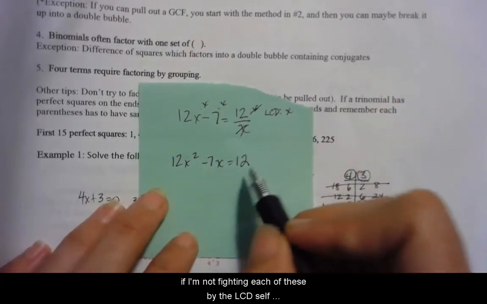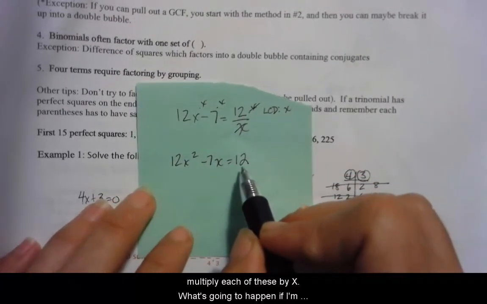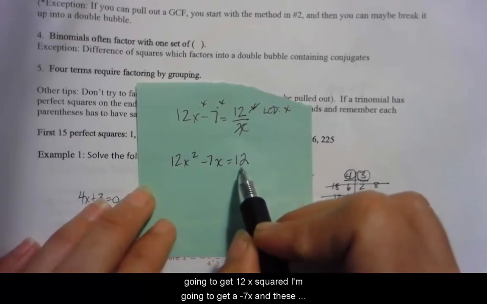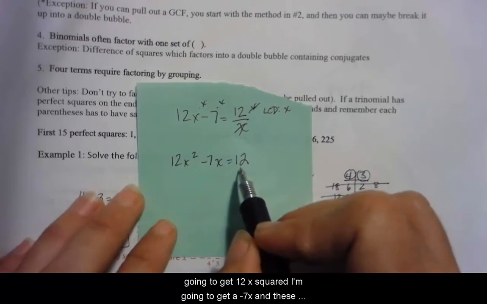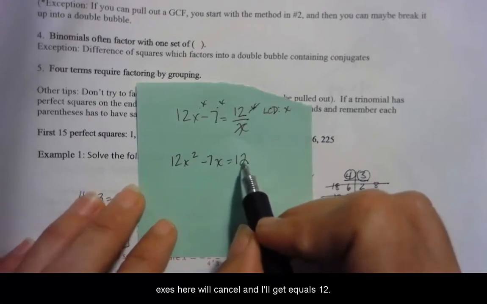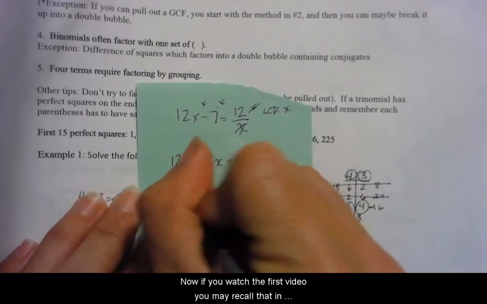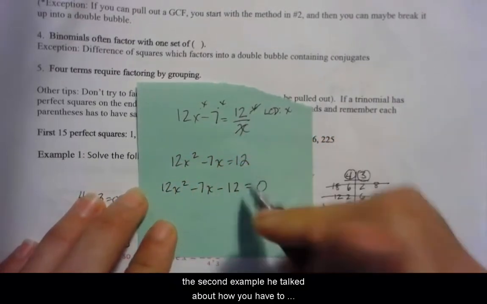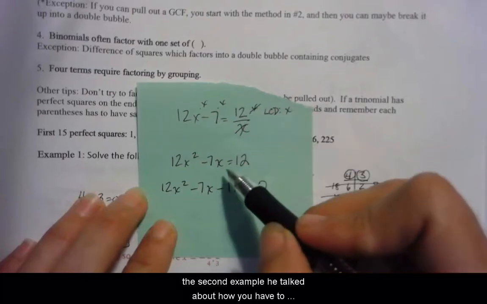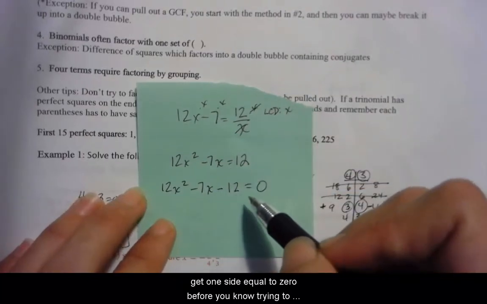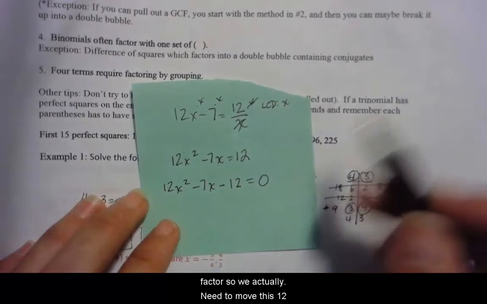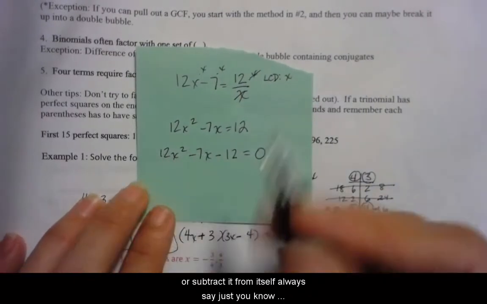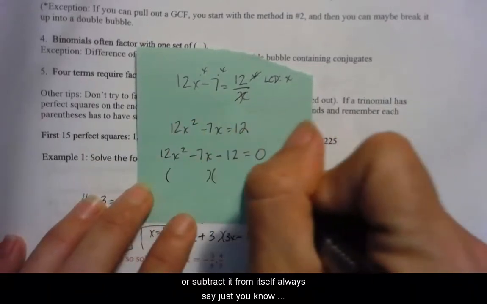Now, if you watched the first video, you may recall that in the second example, he talked about how you have to get one side equal to 0 before trying to factor. So we actually need to move this 12 over, or subtract it from itself. I always say just move it over because it almost looks like that's what you're doing, since you don't have a like term on this side to combine that 12 with. So this is what we're going to attempt to factor. We do have a 12 in front of our x squared, so we do need to use trial and error.